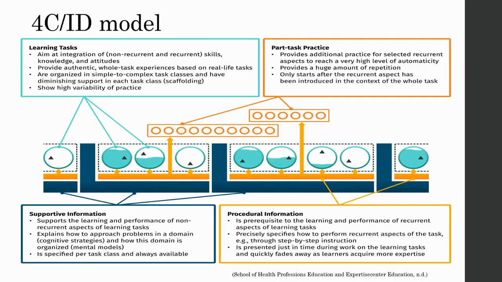Next, we will discuss the 4C ID model. Stefanik and Zhao describe the 4C ID model as a descriptive model that assumes that 4 components work together for a complex learning system. These 4 components can be seen above. They are learning tasks, supportive information, procedural information, and part task practice.